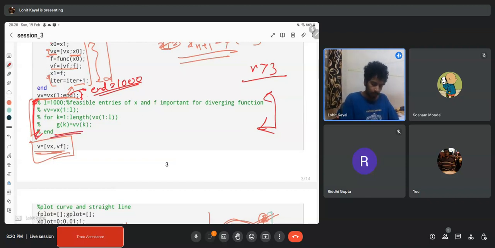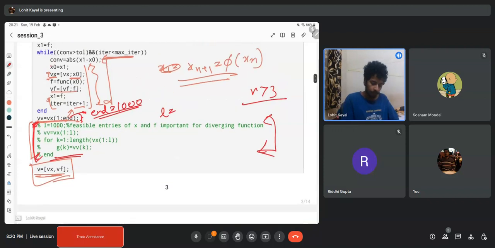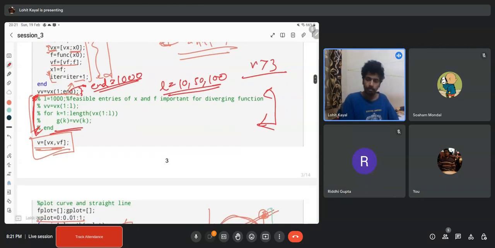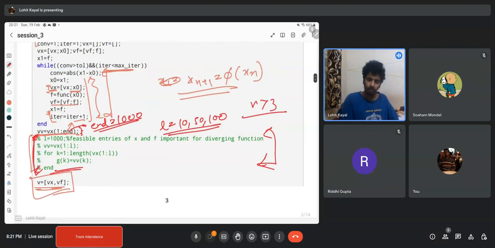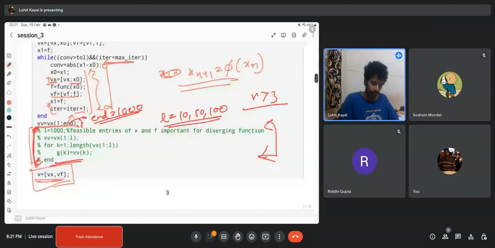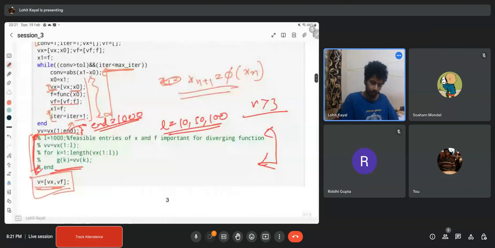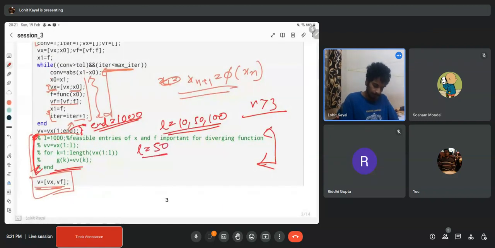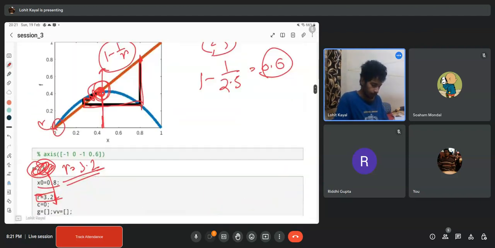So here you can modify L. Modify L to 10, 50, 100. If you just write it in, then it will take 1000 points here. But if you are just plotting to verify whether it is converging or not, you don't need to go to 1000 iterations. You can define your L as something like 50, and take the first 50 values of x and phi x, and then the thing will work properly.